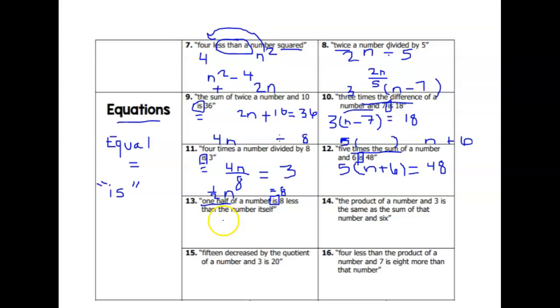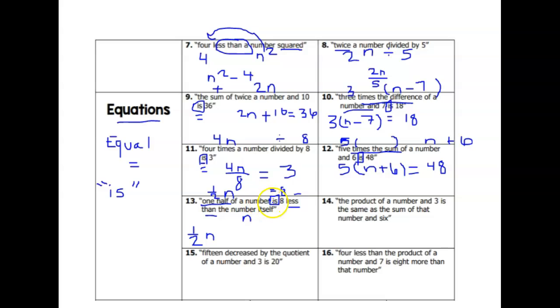8 less than the number itself. What is less than? Less than is a what? That is a turnaround statement. So it's 8 less than n. So I got to flip that to n minus 8, right? N minus 8. So when I write this, I'll have my 1/2 times n.